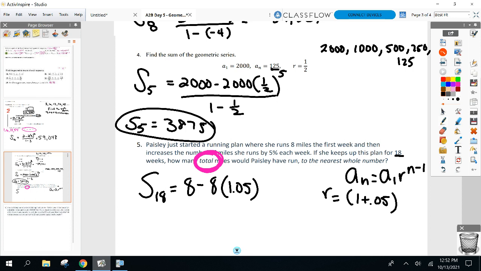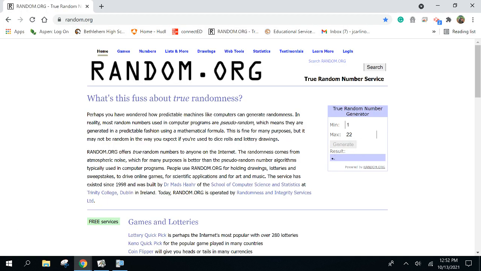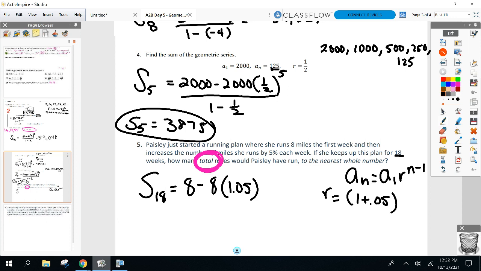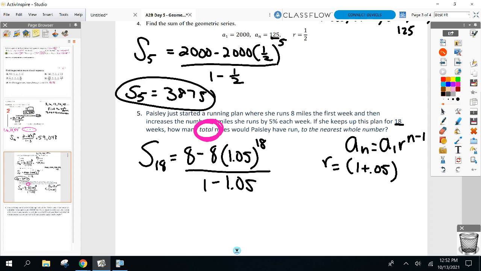And what am I raising this to? Logan, what am I raising this to? 8? You sure? 18 terms, over. Redeem yourself. What's the denominator look like? 1. There you go. Let's find out how many total miles Paisley ran. Total means sum.